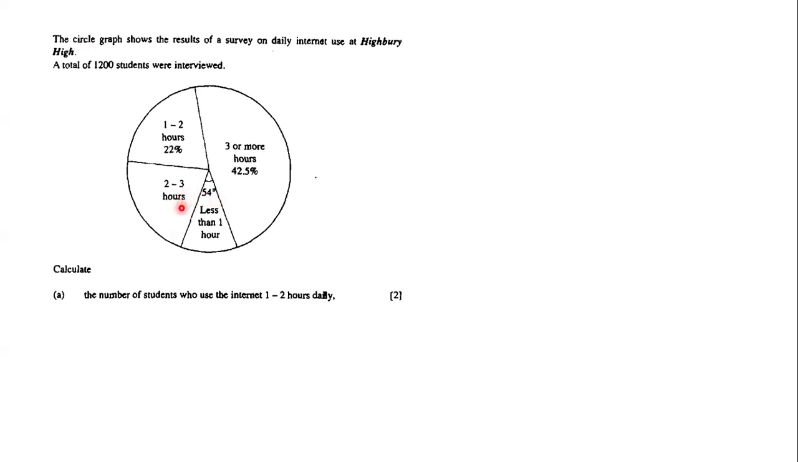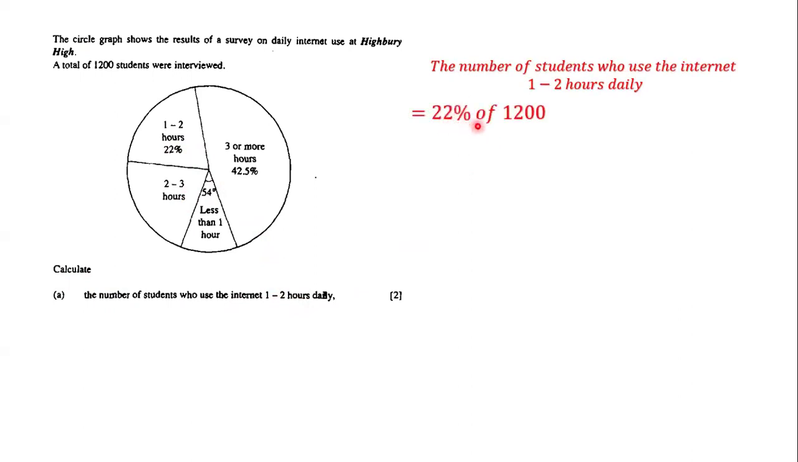Now, what they want us to calculate is the number of students who use the internet 1 to 2 hours daily. And so that accounts for 22%. So if they want the number of students who use the internet 1 to 2 hours daily, we have to say 22% of the total number of students, which is 1,200.